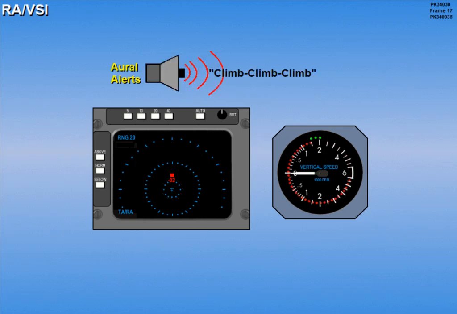Oral alerts are provided to call attention to the RAVSI and complement the visual display. "Climb, climb, climb."